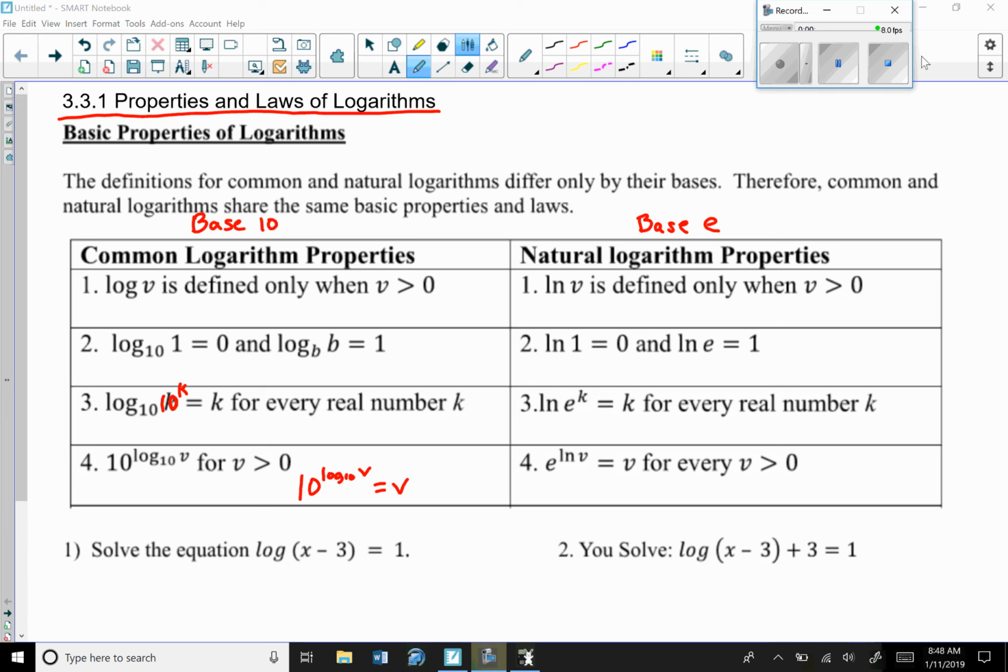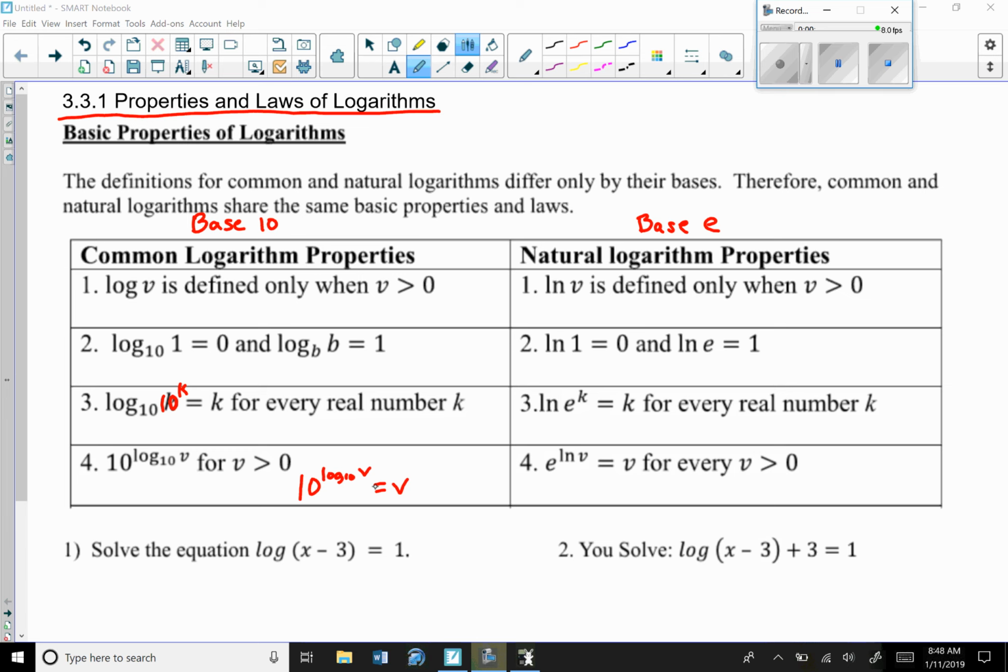Anytime we're taking the log or natural log of 1, it's always equal to 0. The log of the base of the same number is always equal to 1, so the natural log, which of course is base e, of e would be equal to 1. Here you want to fix this. This should say the log base 10 of 10 to the k power is equal to k. Over here, the natural log of e to the power of k equals k.